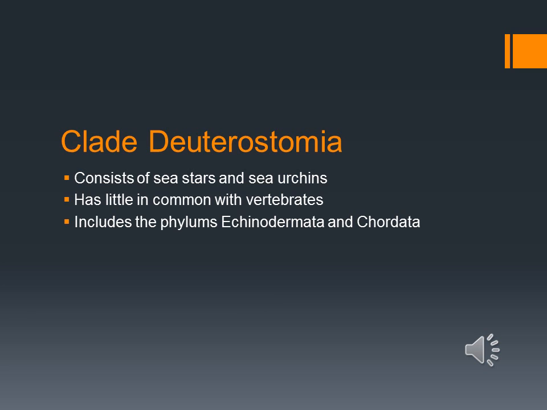Clade Deuterostomia consists of sea stars and sea urchins. They have very little in common with vertebrates. It includes phyla Echinoderms and Chordates.